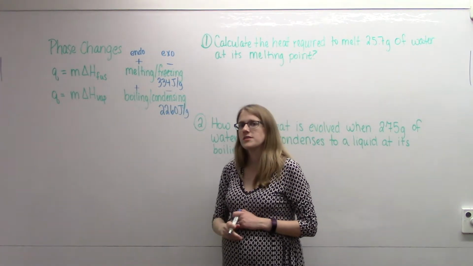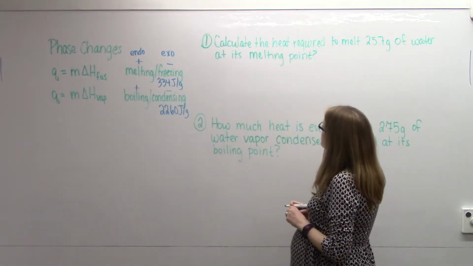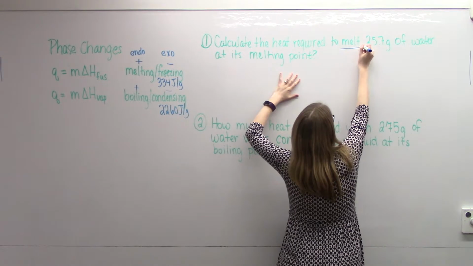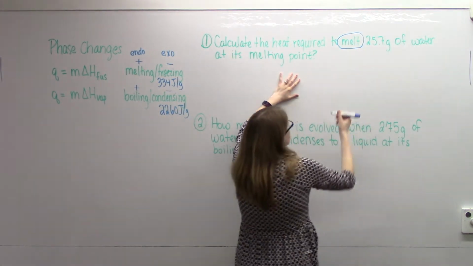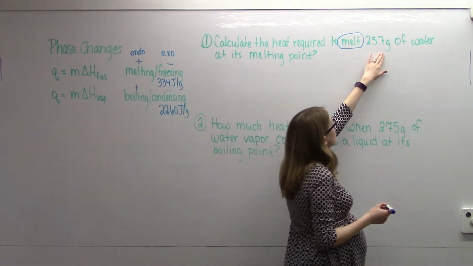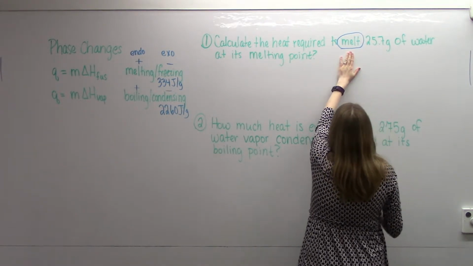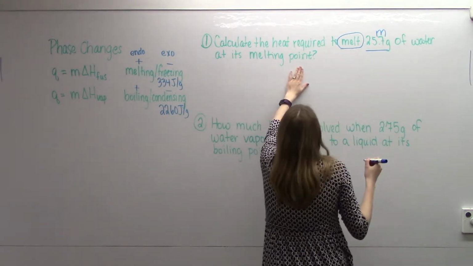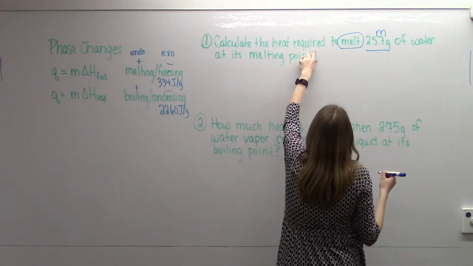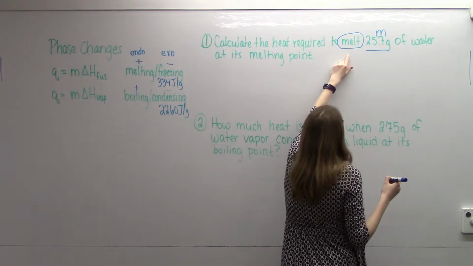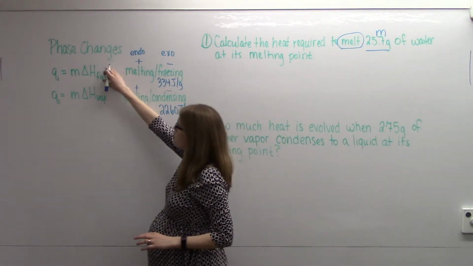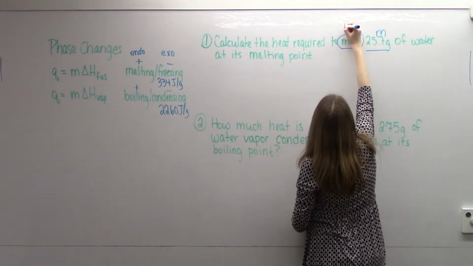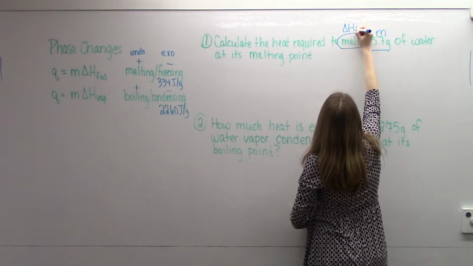Okay, so let me show you some example problems. Calculate the heat required to melt. Okay, we see the word melt, and I want you to take note of that word, so I'm going to circle it. To melt 25.7 grams. First of all, here's our mass of water at its melting point. So when it says melt, we have to think back to our formulas. Which one do we use? We're going to use heat of fusion. So that's going to be delta H of fusion.